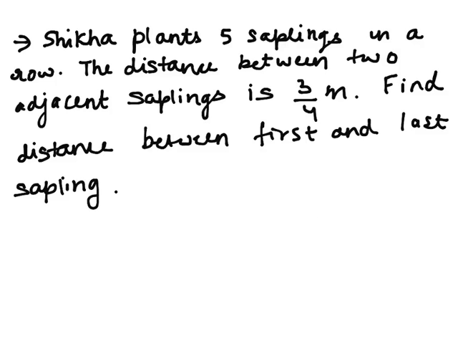Next, let's take some word problems. The first word problem is like this: Shikha plants 5 saplings in a row, and the distance between two adjacent saplings is given as 3/4 meter. We have to find out the distance between the first sapling and the last sapling.